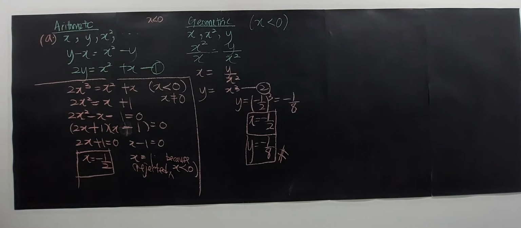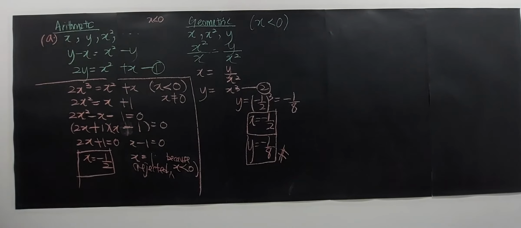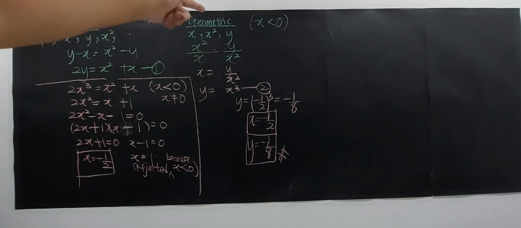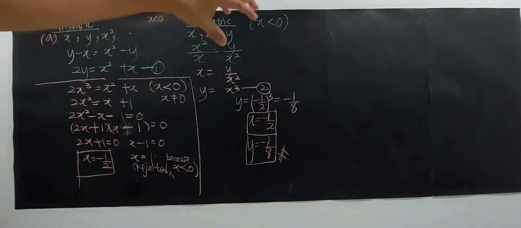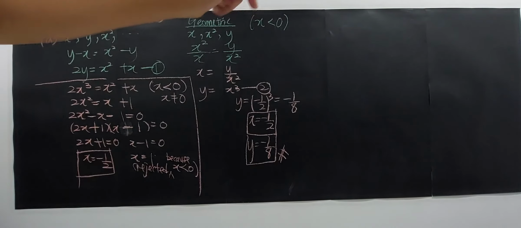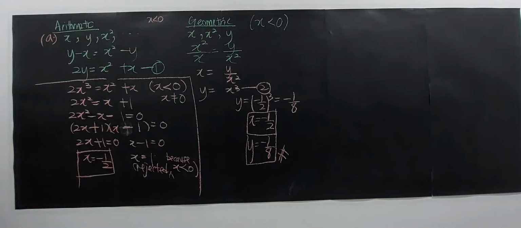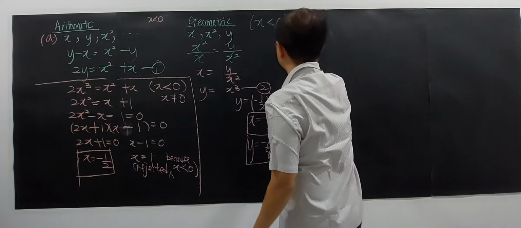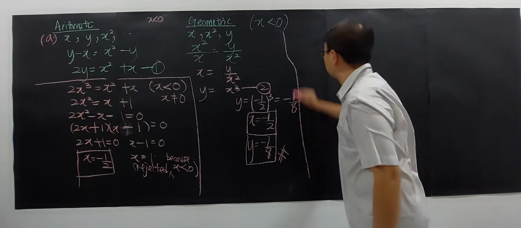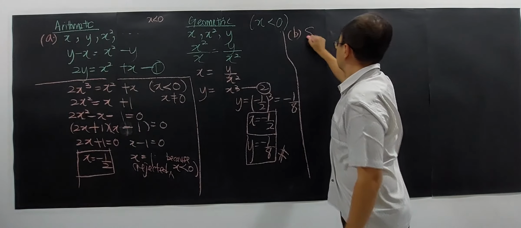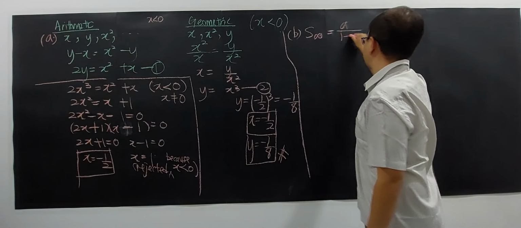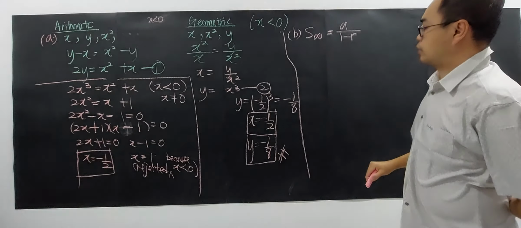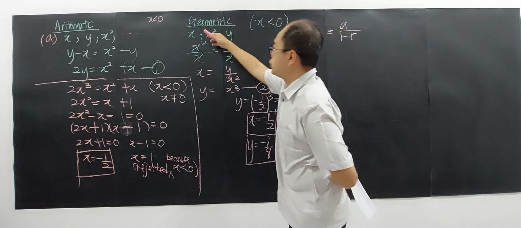And now they are asking you to find the sum to infinity of the geometric progression. Okay, sum to infinity of the geometric progression. So definitely we need to find the value of a, the first term, because you know that the formula for sum to infinity for geometric will be a over 1 minus r, right? So you need to find the common ratio for this case.